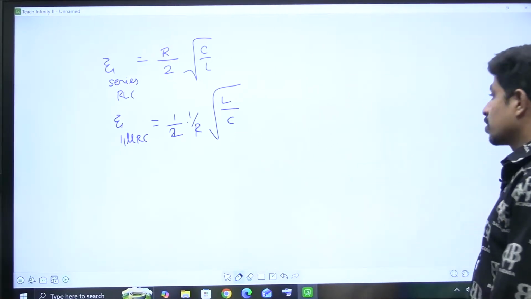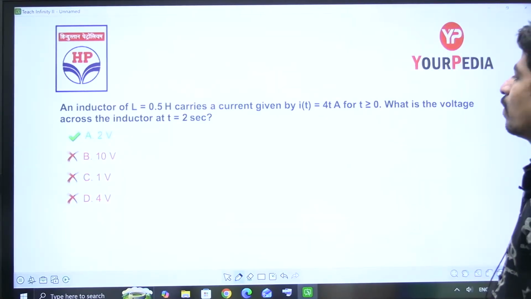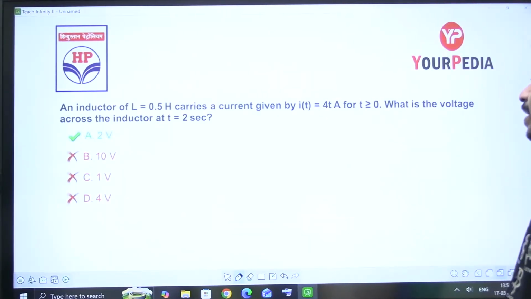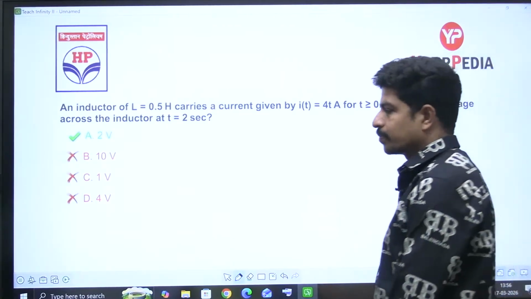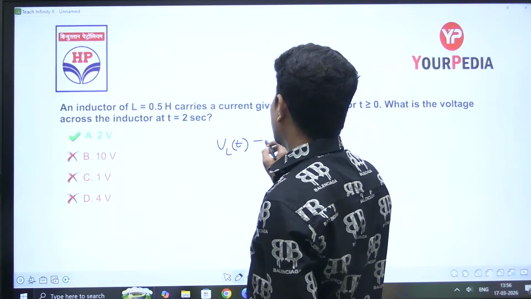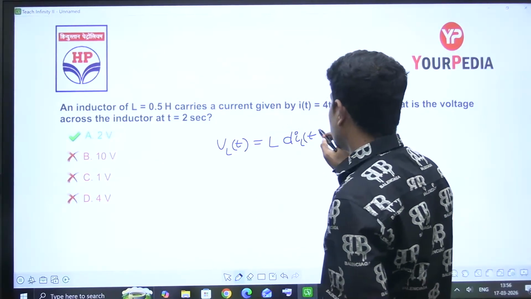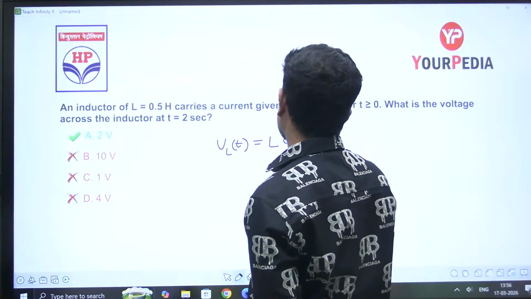Okay, next question. An inductor of L is equal to 0.5 Henry carries a current given by I of t is equal to 4t amperes for t greater than or equal to 0. What is the voltage across the inductor at t is equal to 2 seconds? Voltage across inductor VL of t is equal to L dIL of t by dt. Straight formula, we know that.